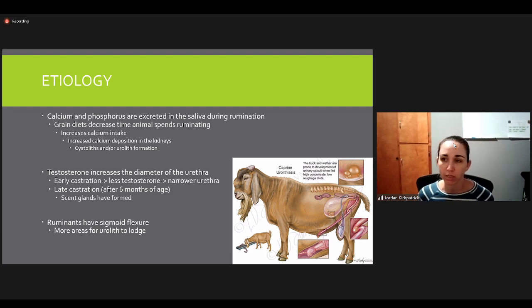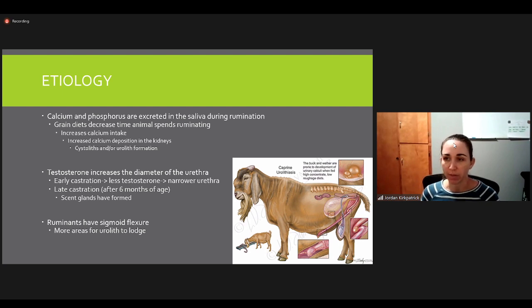But it's a bit of a balance with sheep and goats, because once they hit around 6 months of age, their scent glands develop. And I don't know how many of you have smelled an intact goat or sheep, but they smell terrible. The scent glands, at least for humans, it's not a pleasant smell at all. And if they're castrated after those scent glands develop, the smell doesn't go away.